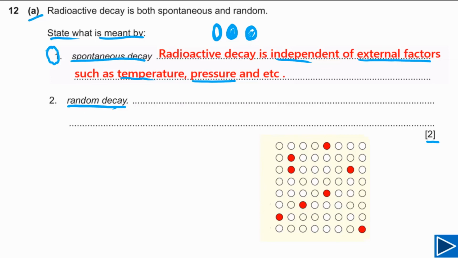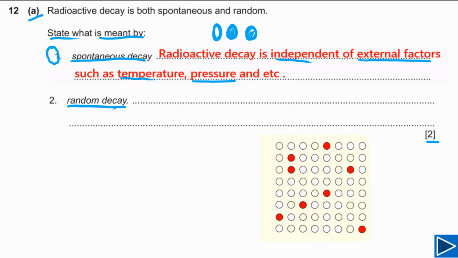And the probability of decay of any nucleus per unit time is the same. For example, the probability of dying, meaning how many people die on this planet. There is a certain probability, and that probability is the same for every person on this planet. So that is also true for these radioactive nuclei.